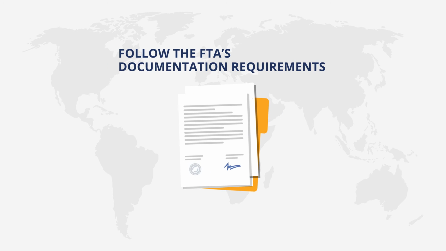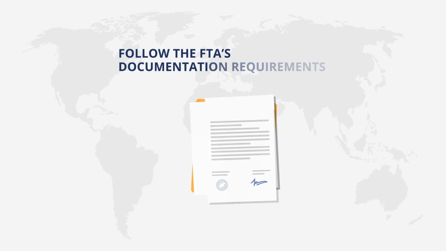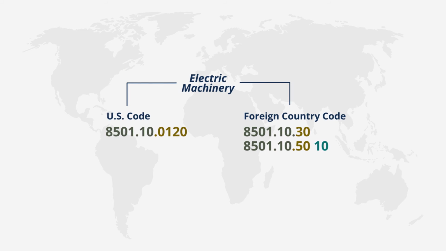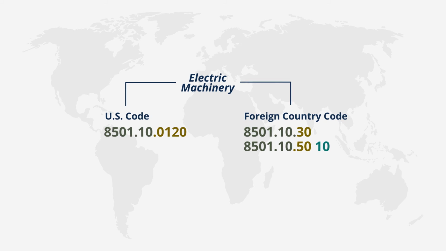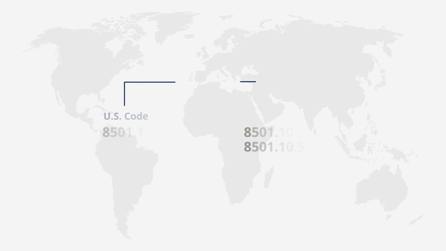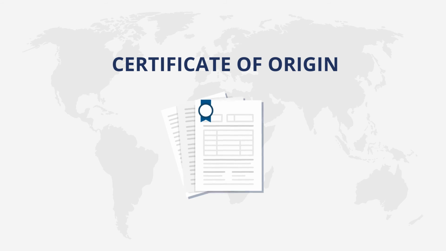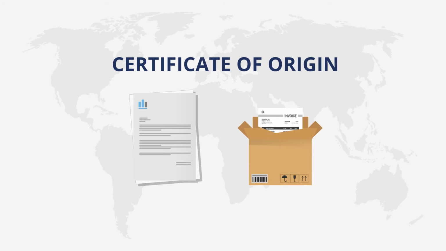Once you have qualified your good, follow the FTA's documentation requirements. The product description should be as similar as possible to the importing country's HS description to avoid delays. You may need to complete a special form known as a Certificate of Origin. In other cases, a letter on your company's stationery or a statement on the commercial invoice that the shipment qualifies for the FTA rate will suffice. Your buyer may also request a specific format.